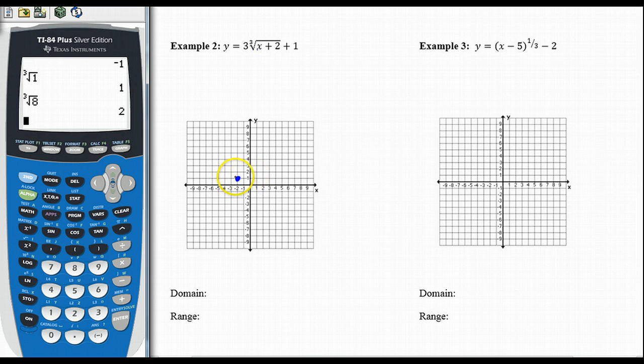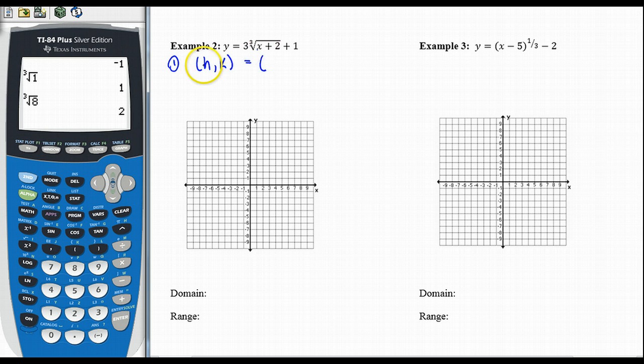So let's think about step 1. Well, step 1 is to find the center point, HK. So we always look on the inside to find h, or whatever the x portion of this point is. And since it's positive 2 underneath that radical, it is negative 2 in our point, because whatever is underneath there is always opposite. But the one on the outside is still the same, so it is positive 1.